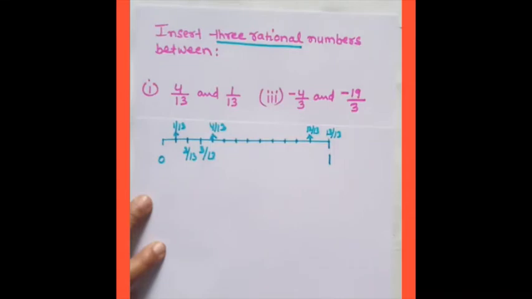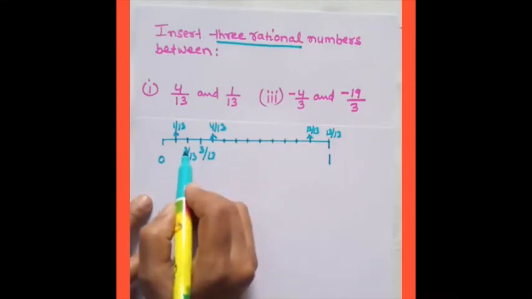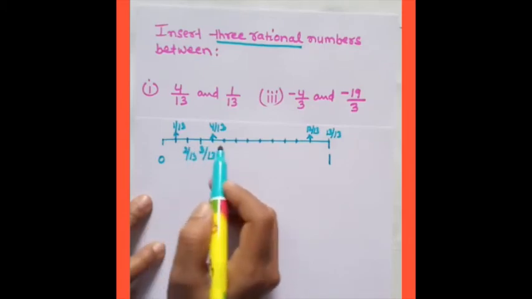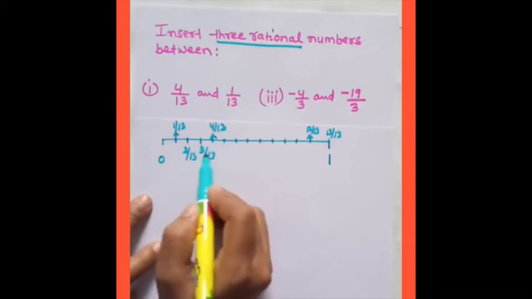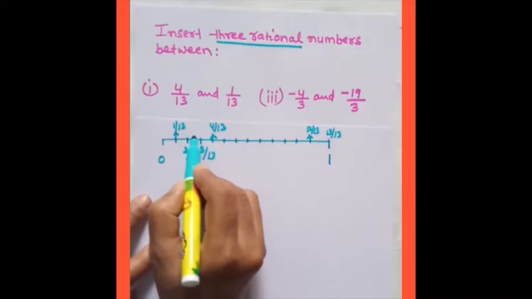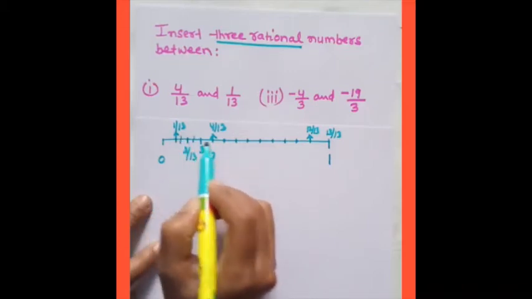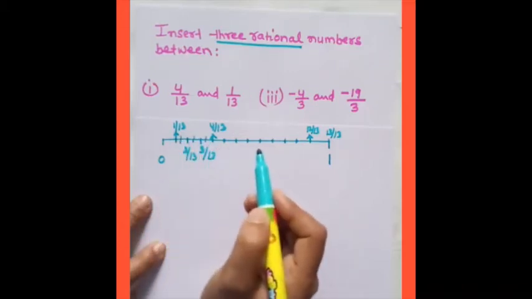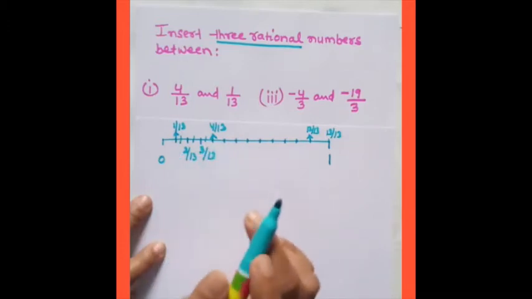So how to do it and what to do? Here we are trying to have equal distance among the rational numbers. That's why we are getting only 2. Between this also there is 1. Between this also there is 1. Between this also there is 1. This way you can have a lot of numbers.